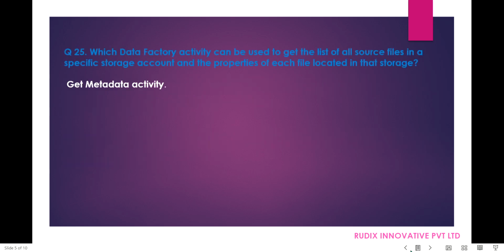Which Data Factory activity can be used to get the list of all sources in a specific storage account and the properties of each file located in the storage? For this question, the answer is the Get Metadata activity. Actually, in the previous videos, we came across the Get Metadata activity. What does Get Metadata activity mean? It can list all the source files which are available in a specific storage account, a folder, or a file.